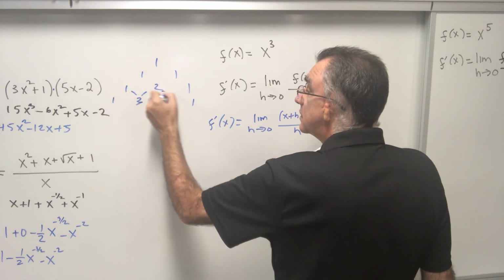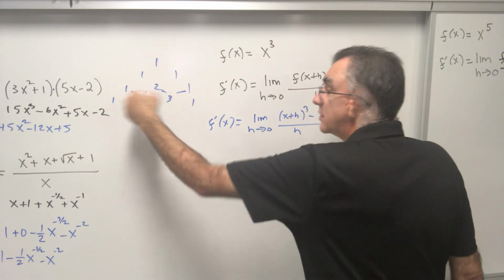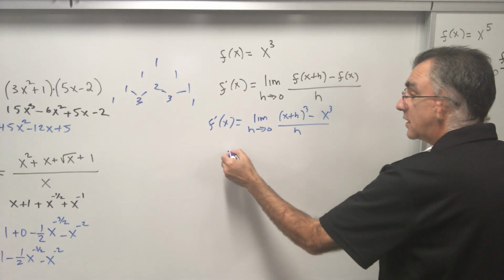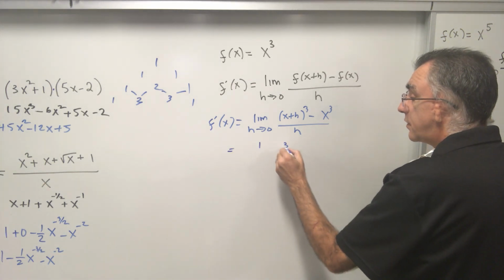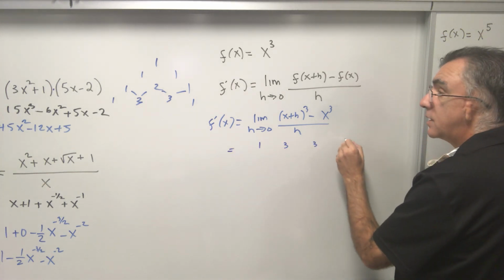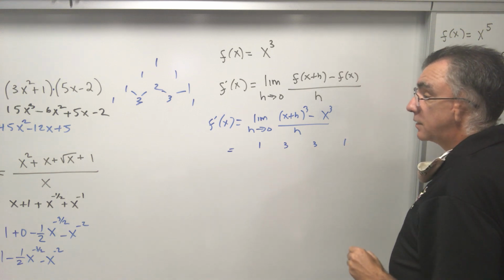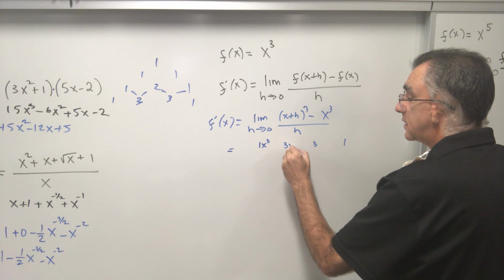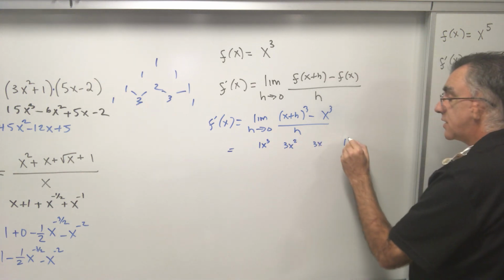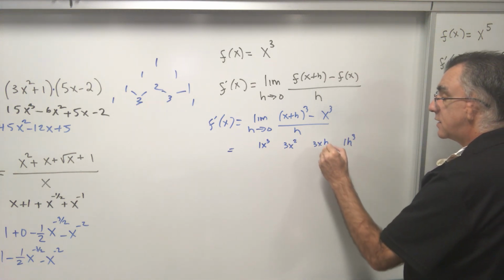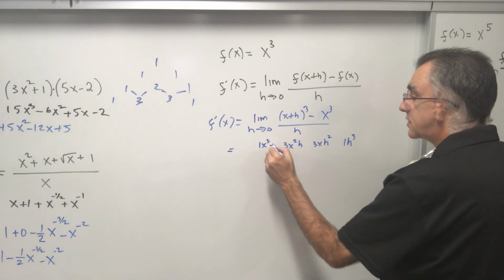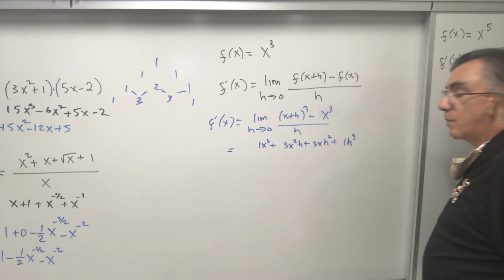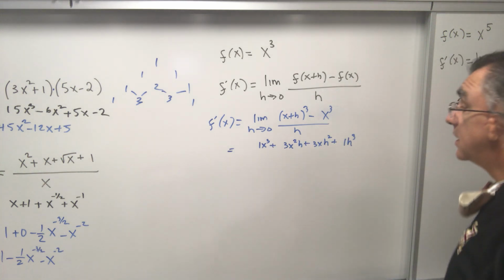Remember how you do Pascal's triangle? You put ones on the diagonal, and then you add the two. So it has to be 1, 3, 3, 1. And then x to the third, x squared, x, and then h to the third, h squared, h. Just using Pascal's triangle, or what we call binomial expansion, right?